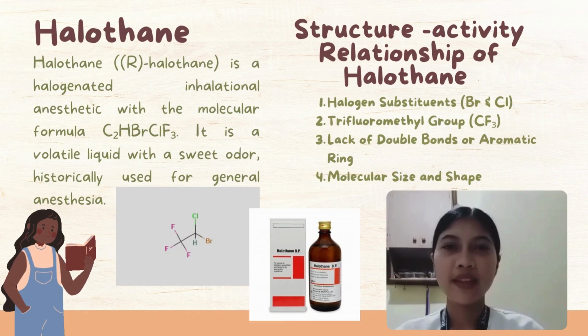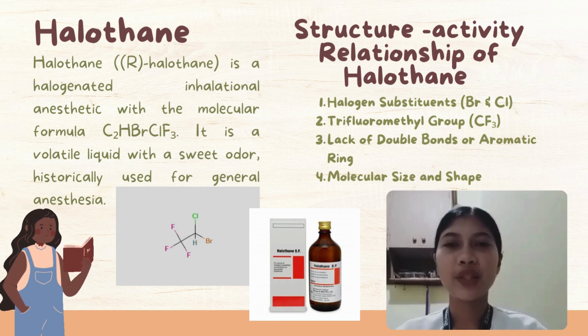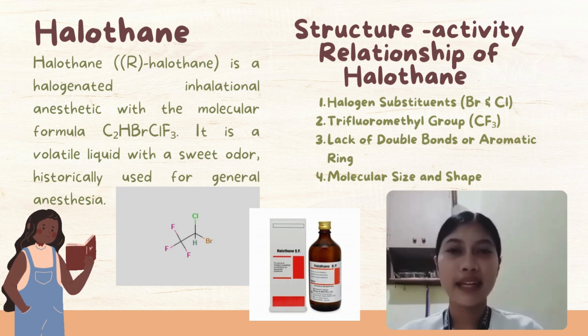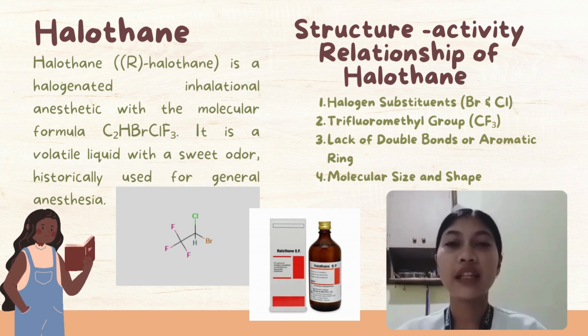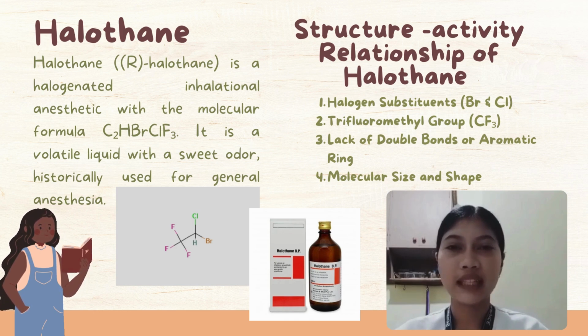Good day, ma'am. Today, I'm going to report the structure-activity relationship of halothane, which is an example of an anesthetic drug. So what is halothane? Halothane is a halogenated inhalational anesthetic. It is a volatile liquid with a sweet odor and historically used for general anesthesia. But due to the risk of hepatotoxicity, its use has declined in favor of safer alternatives.